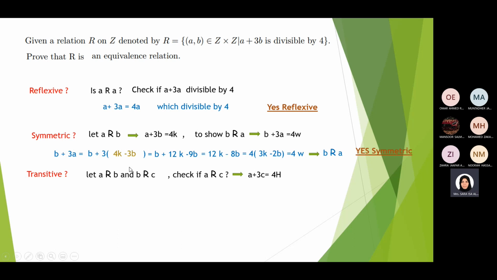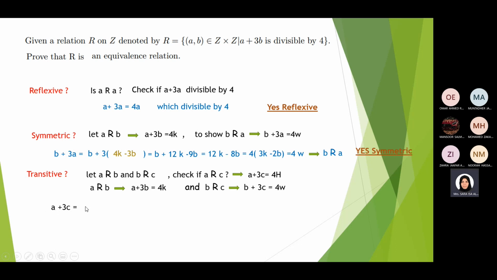This is my assumption. It is already true. So in this case, what is A R B? It means A plus 3B is a multiple of 4. What is B R C? It means B plus 3C is a multiple of 4. Now my goal is to show that A R C. What is A R C? It is A plus 3C. Can I prove that this is a multiple of 4? This is my goal now.